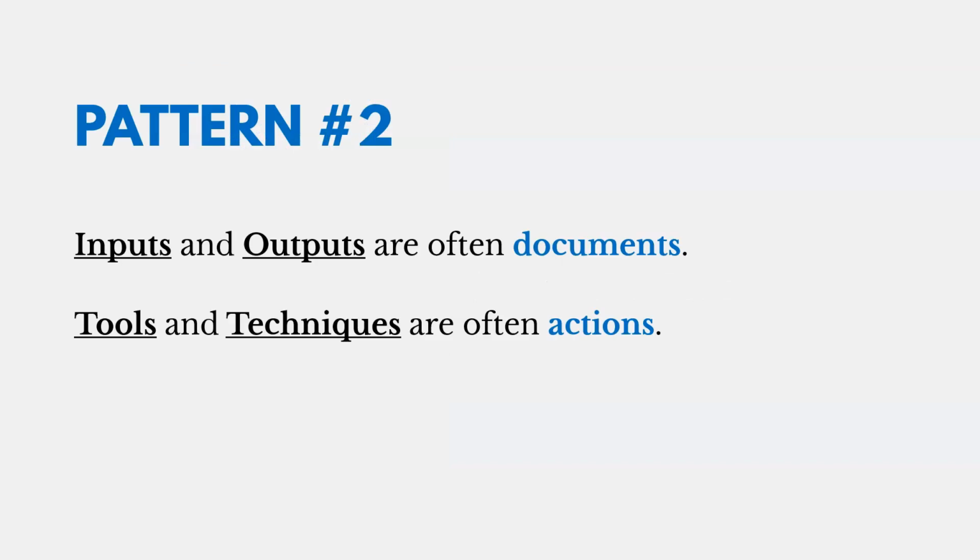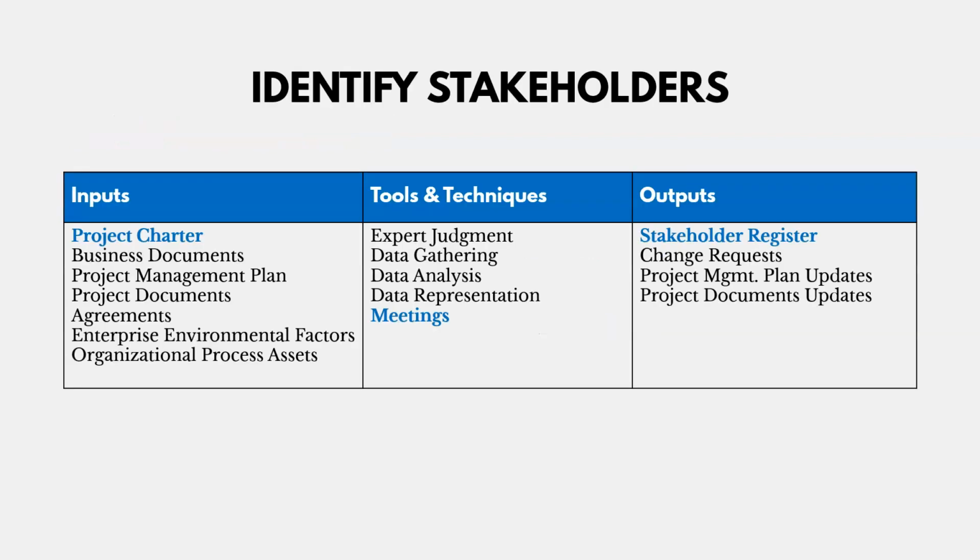Here's the second pattern. Inputs and outputs are often documents, and tools and techniques are often actions. So look at this process, identify stakeholders. We have the project charter, which is a document, as an input, meetings, which are an action, as a tool and technique, and the stakeholder register, which is a document also, which is an output. So inputs and outputs are often documents, and tools and techniques are often actions.